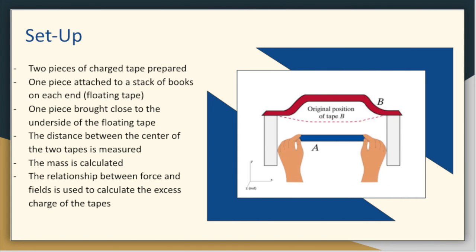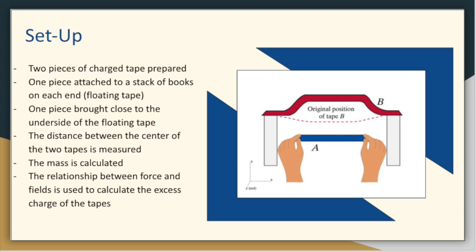If you look at the image on the right, you can see the setup for the experiment. I prepared two pieces of charged tape. One piece of tape, which I will address as the floating tape, was secured to stacks of books on either end. Another piece of charged tape was prepared and brought to the underside of the floating tape. The two pieces of tape repelled one another, causing the floating tape to bend in a concave direction. The charged pieces of tape had like charges, which is why they repelled each other in the experiment.